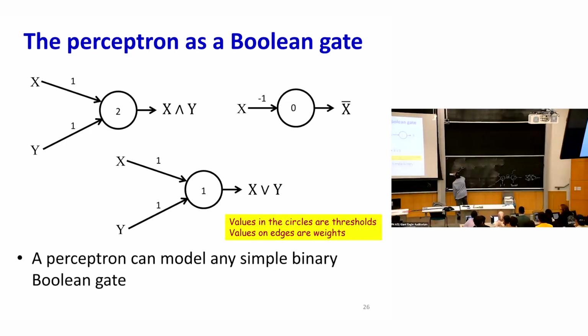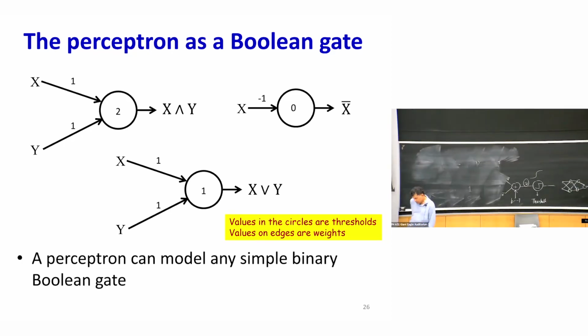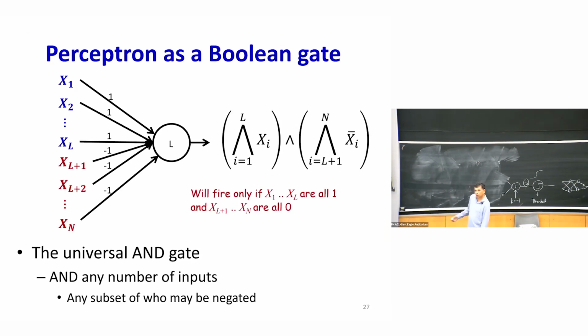First, it turns out that a threshold gate is what I call a universal AND. Here, for example, this perceptron has n inputs, but it will only fire if the first L of them are 1 and the remaining are 0. So let's see how that happens, right? If I have L of them, 1 through L, and the rest of them.